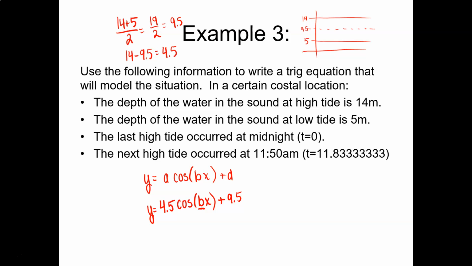11.83 repeating, because high tide was at midnight. It was back to high tide at 11:50 a.m., right? That's 11.83 repeating hours. So that is how long it took to start repeating, because after that high tide, it's going low, then high again, right? It's going to start to repeat. So to find our period, we do 2 pi divided by b, and we know in this case that should equal 11.83 repeating.